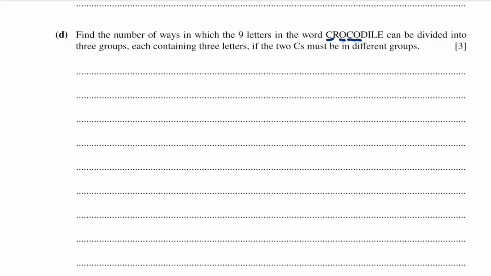So for this, we need to write out all the different possible arrangements of O, because the C's must be in different groups. So we have a C, 2 spaces, another C, 2 free spaces, and then 3 free spaces. So we have 9 spaces in total, of which 2 are occupied. But these are separate groups, which means if 2 groups are equal, or if 2 groups are the same, they count as the same combination. They are not separate combinations.